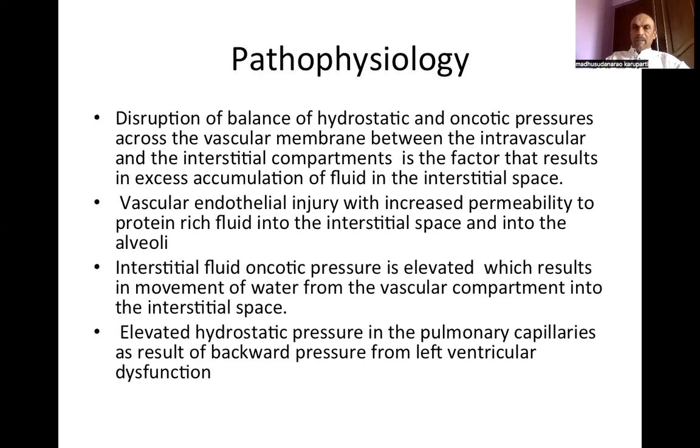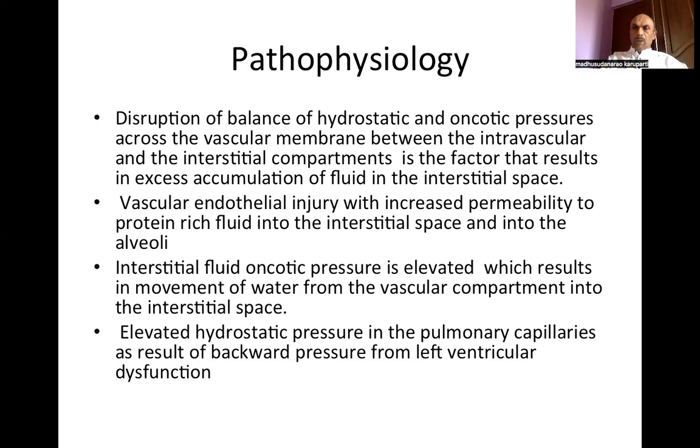Coming to pathophysiology, it is because of the disruption of the balance of hydrostatic and oncotic pressures across the vascular membrane between the intravascular and interstitial compartments. There is a vascular barrier which is disturbed. Hydrostatic pressure is a driving force of the fluid from the vascular compartment into the extravascular compartment. Increasing hydrostatic pressure results in the shift of fluid from the intravascular compartment into the extravascular compartment. In the same way, rising oncotic pressure in the interstitial compartment pulls more fluid from the vascular compartment into the interstitial compartment.